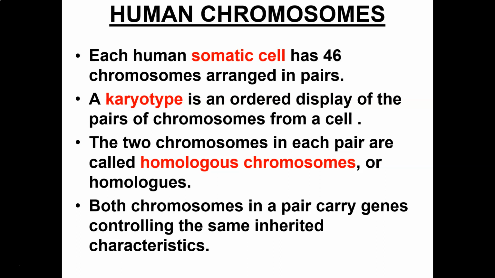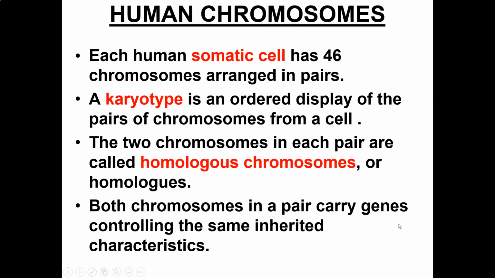And one more thing about homologous chromosomes is that you inherit one from your mom and one from your dad. So homologous chromosomes are always inherited one from each parent. And so sometimes they call them the maternal and the paternal chromosome.